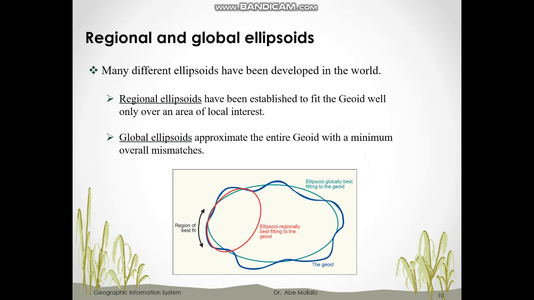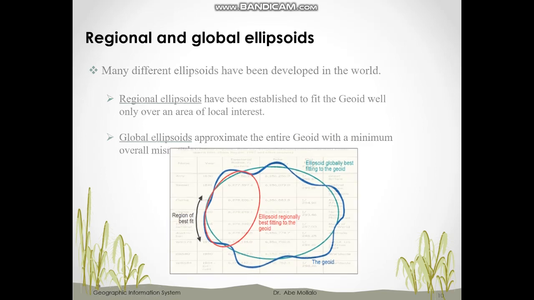All of the ellipsoids fall into two categories, regional ellipsoid and global ellipsoid. So regional ellipsoids have been established to fit geoid well only over a specific region, like a city or country. In this figure, this red ellipsoid is an example of the regional ellipsoid, which fits very well for a specific region, only this region, okay? So this blue shape is a geoid.